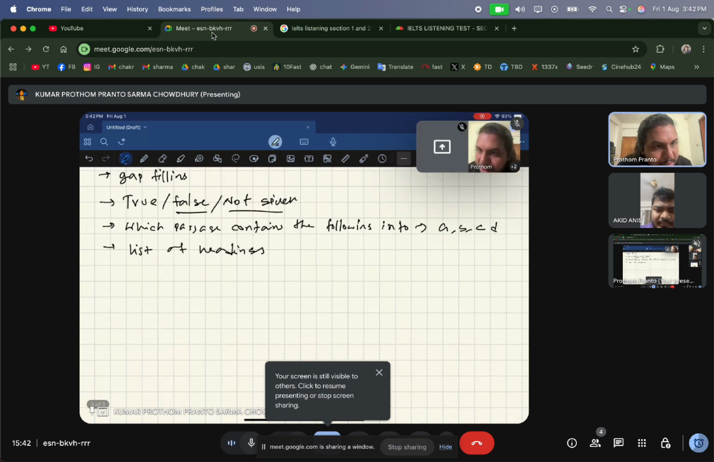List of headings is easy. As you know, there can be subsections. So there are probably 8 different paragraphs in this excerpt. You have to give appropriate headings or titles for those paragraphs.